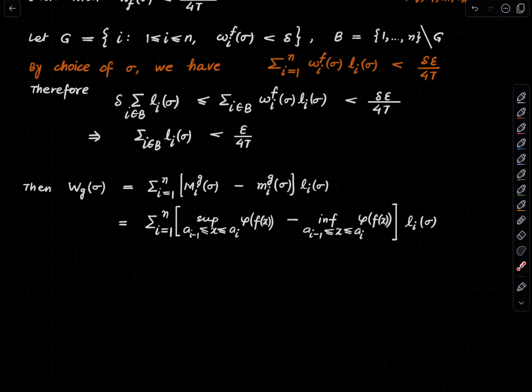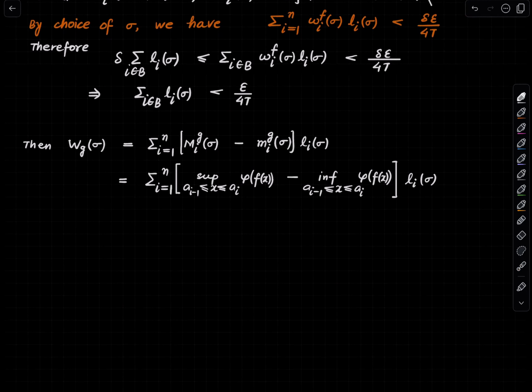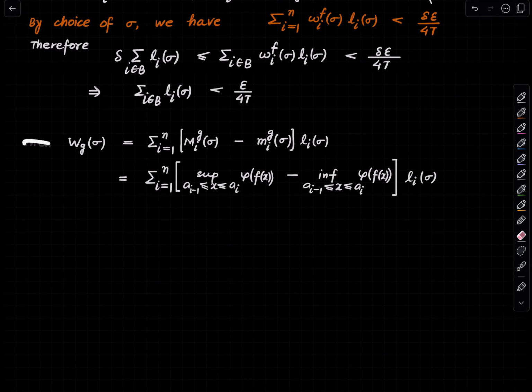Okay, so this sum will be partitioned into two regions. So here I should write a now. So this sum will be partitioned into the good and the bad. Run i over the good parts, and the same thing, supremum, and the bad part.